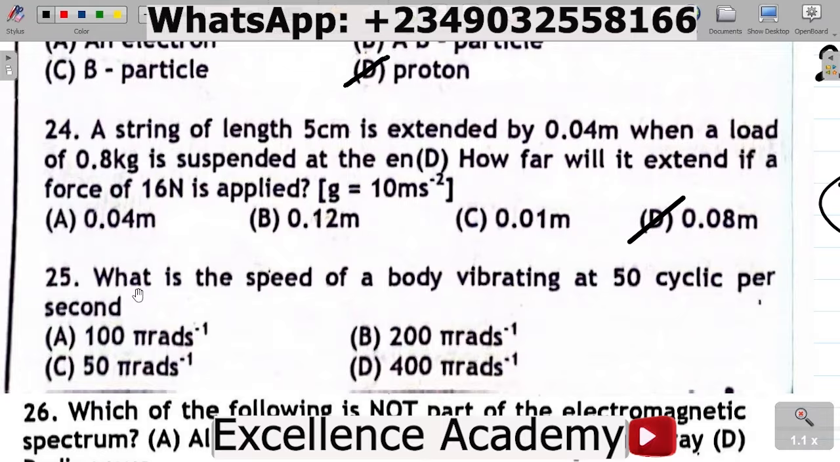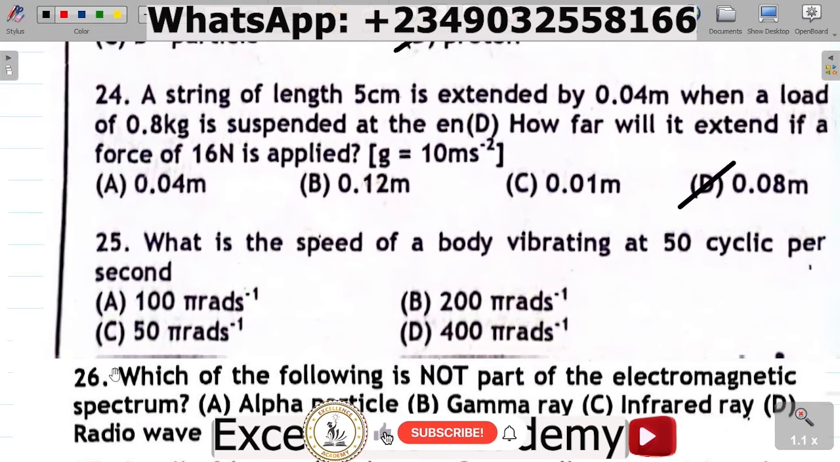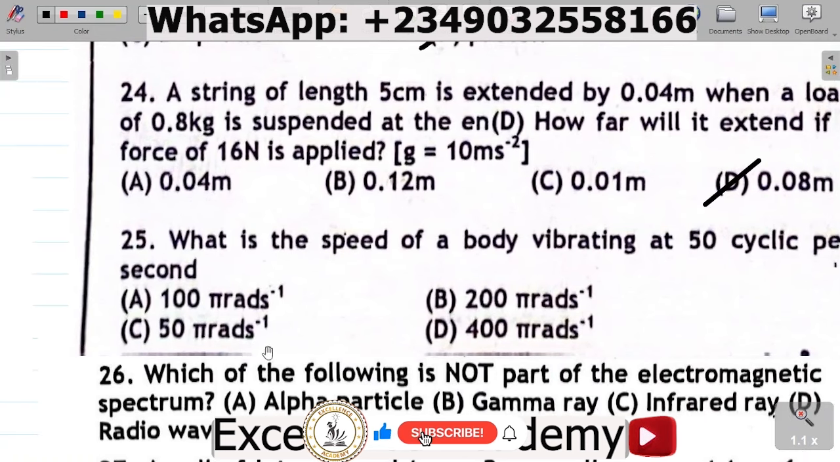Next up, question number 25. Question 25 says, what is the speed of a body vibrating at 50 cycle per second, right? How do we solve this question? What do we do? Now, here's what to note. To solve this question, you need to note something.